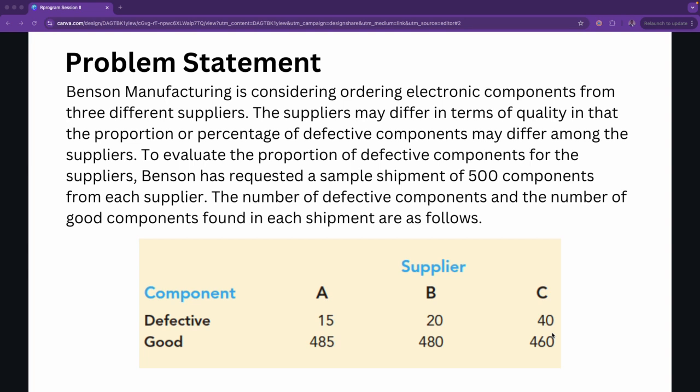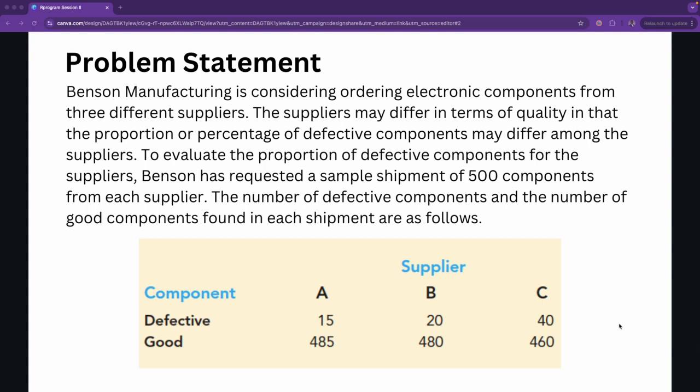That would often lead to high returns, right? Because when I get that product and it's not functioning properly the way I want it to function, I'm going to have to return it, right? Or maybe I get the product and the quality is not what I'm expecting. I will have to return it. So here we get to do that analysis and try to help Benson Manufacturing determine which of these suppliers they should consider doing business with.